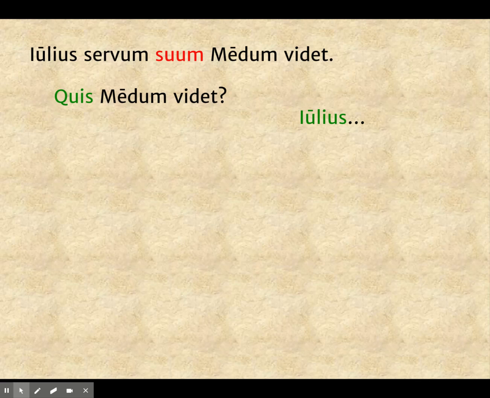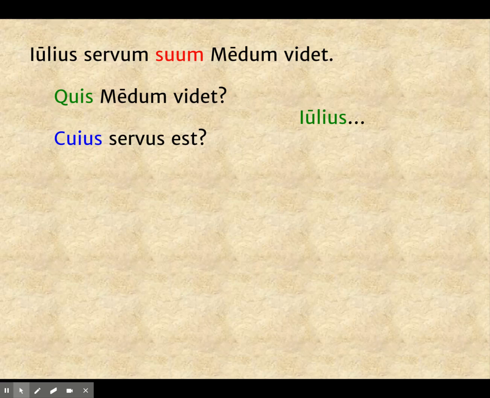Now the second question wants to know who possesses the item. Notice that suum rhymes with, agrees with servum. So servum is the item that is being possessed. So I'm going to ask the question, cuius servus est. There's a servus in the sentence. It belongs to somebody. Cuius is our possessive question word. So we need to figure out who the owner is. And then we're going to spell them in the genitive, in the blue.